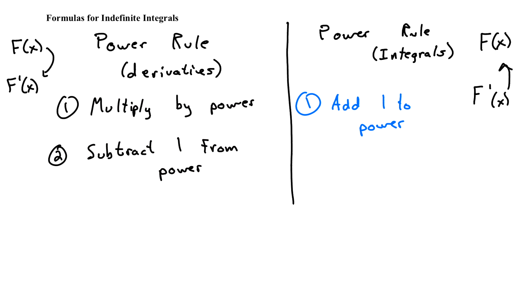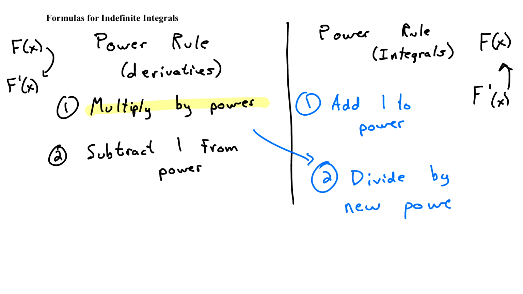If we look at the other step we needed to undo, we need to undo this multiplication by the power. Well, the opposite of multiplication is division, so that means that we should instead divide by the new power. And I'm going to make sure I say the new power because we spent so long thinking about the old power with derivatives that we need to be very specific. We're going to add 1 to the power first and then divide by that new power. The order that we take these steps in matters.